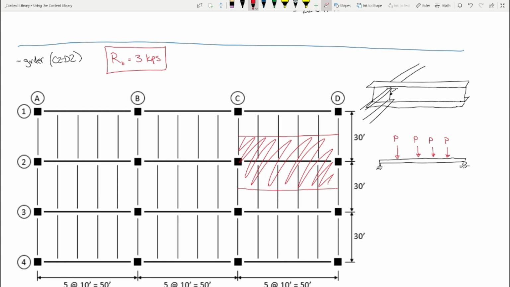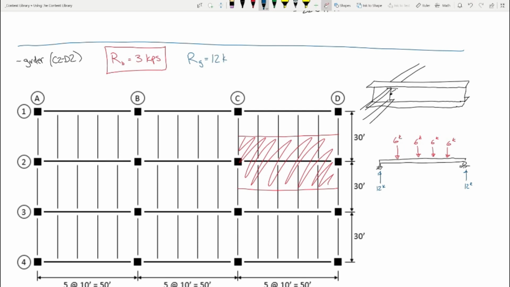So how much are these? 6 kips. Why are they 6 kips? One on each side. There's one on each side, right? Make sense? So this P, in this case, is 6 kips. Okay? So help me out. What are the reactions going to be? 12 kips. So already we now know the reaction on the girder is 12 kips.